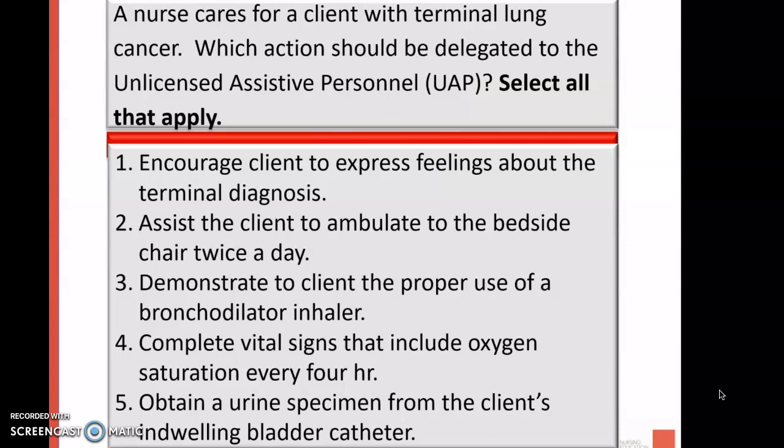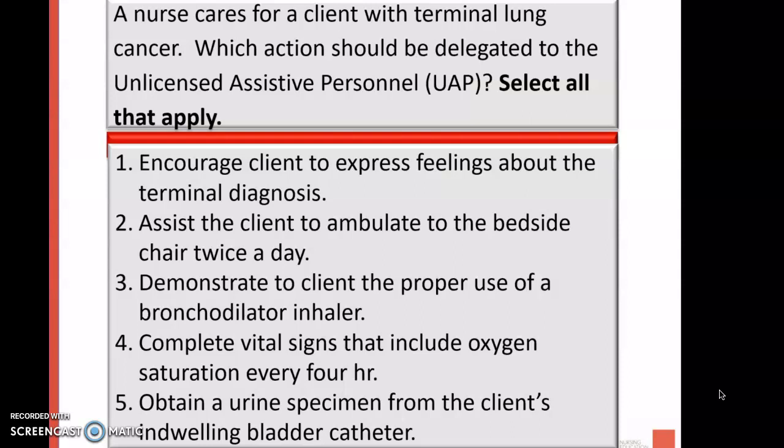But here it says, is it true they can encourage the client to express feelings about the terminal diagnosis? This goes under assess or evaluate. I've got to evaluate what I'm going to do about that expression of feelings and assess where they're at with those feelings. So, yes, 1 is not correct. 2, assist the client to ambulate to the bedside chair twice daily. That is part of their activities of daily living.